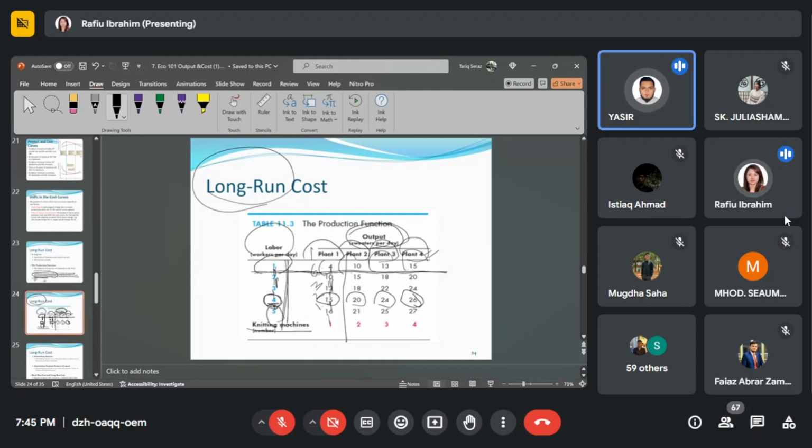So, miss plant বলতে কি factory বোঝানো হয়েছে? Miss plant 1, plant 2. এখানে factory না, এখানে বোঝানো হয়েছে যে knitting machine নিচে দেয়া আছে, knitting machines. So plant 1 হচ্ছে একটা মেশিন আছে, plant 2 তে দুইটা, plant 3 তে তিনটা, and plant 4 এ চার. So plant size represents number of knitting machines.